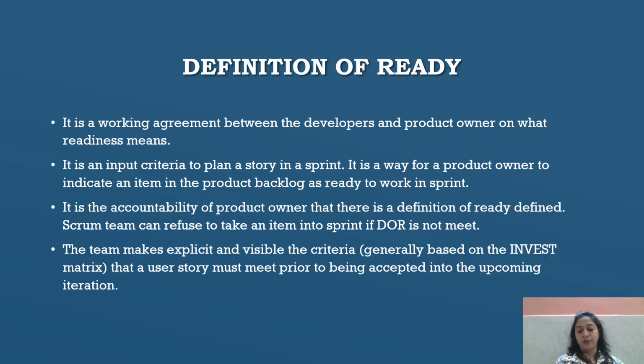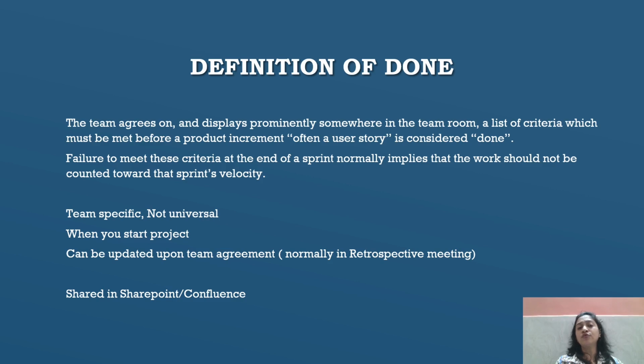The working agreement. Then, what is the definition of done? The team agrees on and prominently displays somewhere in the team room a list of criteria which must be met before the product increment. The product increment happens every quarter or something. So often a user story is considered to be done.